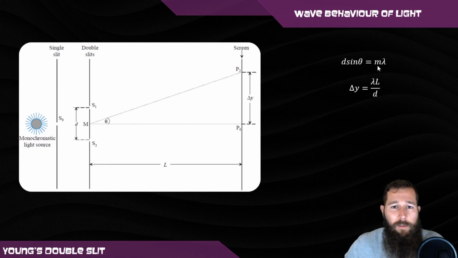So if m is 1, it's the first order maximum away from that central one, and lambda is the wavelength of the light. Additionally, if we know the separation between the central maximum and the first order maximum being Δy, we can find the relationship between the wavelength of the light, the distance from the slits to the screen, and also the distance between the two slits. So have a look at the derivation videos for more information on this.